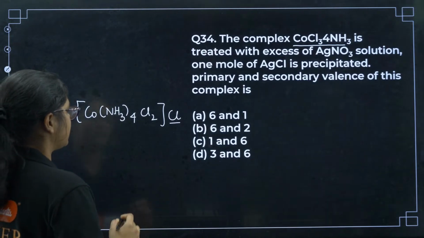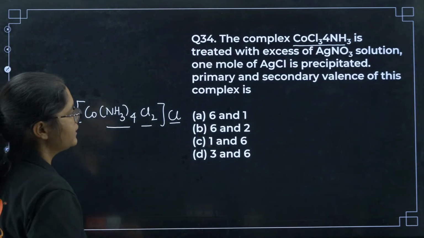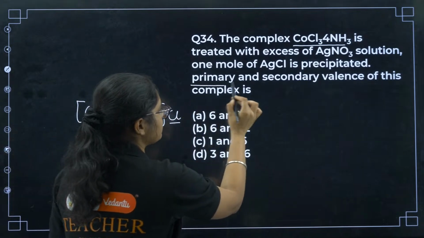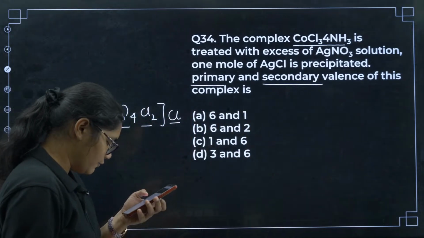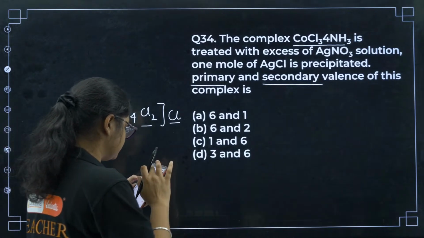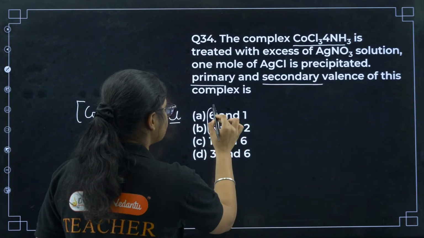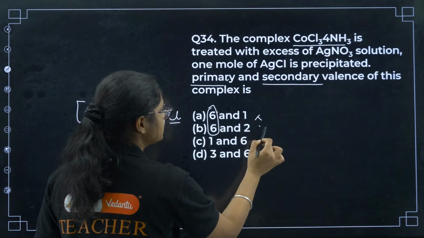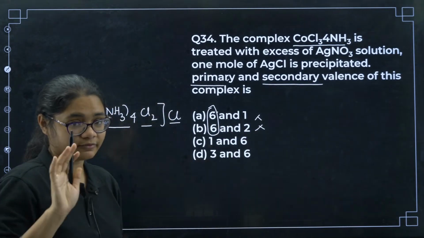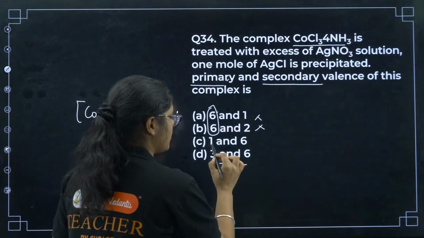So what is the secondary valency? Definitely it has to be 6. So you have to see the order, primary and secondary. So the second option has to be secondary valency. So if you see here, it is told that primary valency is 6. So these two options we can eliminate. Okay, be very careful here. So either this or this.